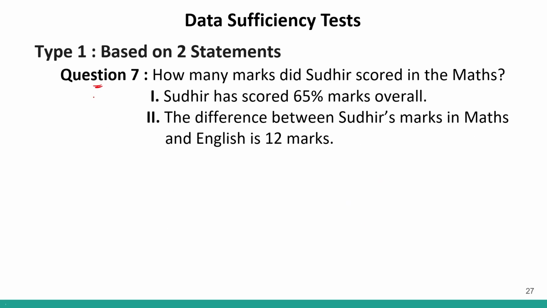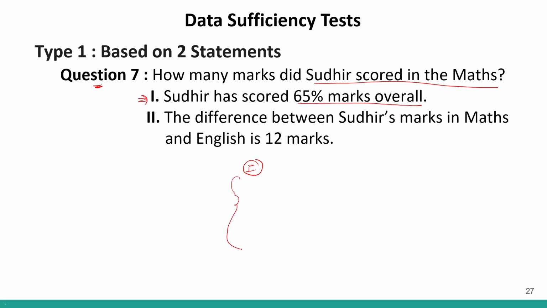Now, moving on to question number 7. In question number 7, we have to find how many marks did Sudhir score in the maths exam. Okay, so Sudhir is a person who would have probably given a maths exam and we have to find his score. Now, according to statement 1, it says that Sudhir has scored 65% overall.